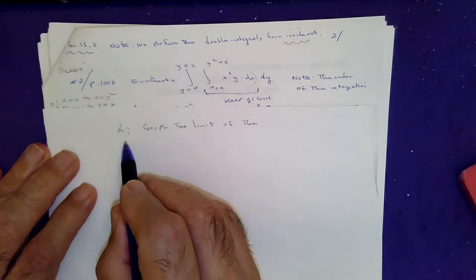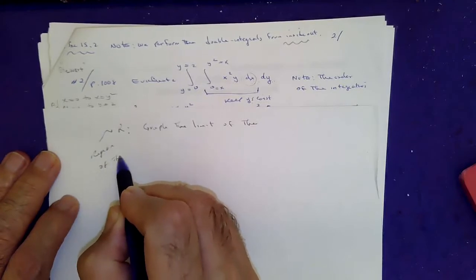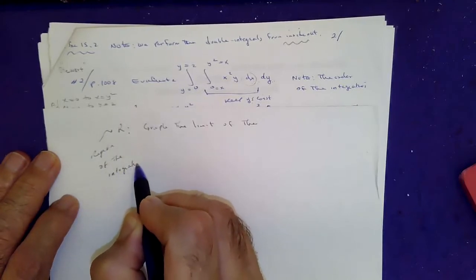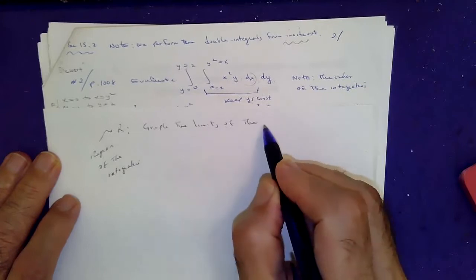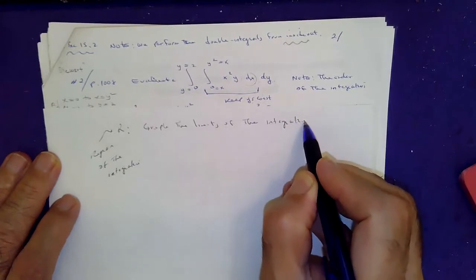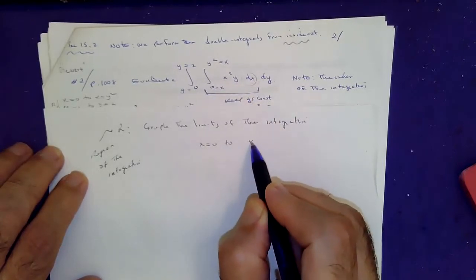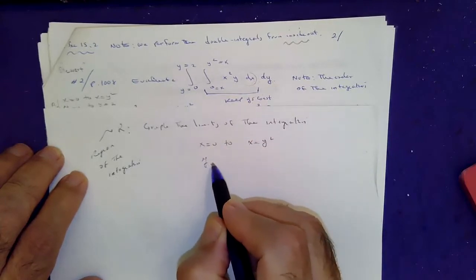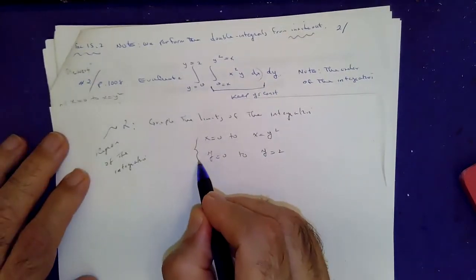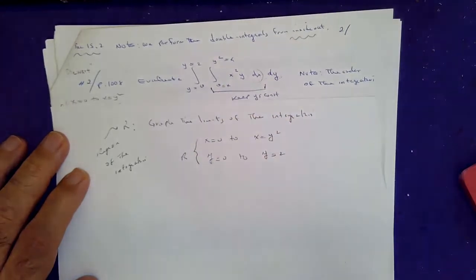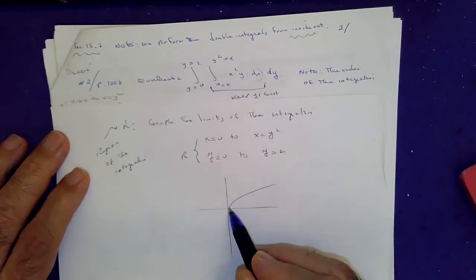When we say graph the region of integration, R stands for the region of integration. Graph the limits of the integration. Watch this. x goes from 0 to y squared, and y goes from 0 to 2. So graph this. This is your region, which came strictly from the limits of integration. x equals y squared is this parabola.